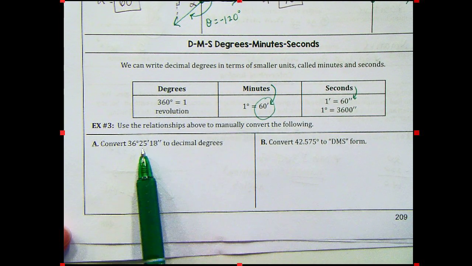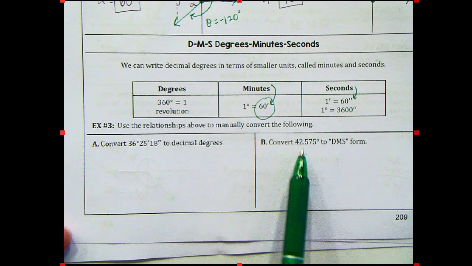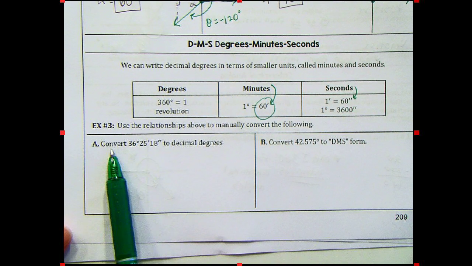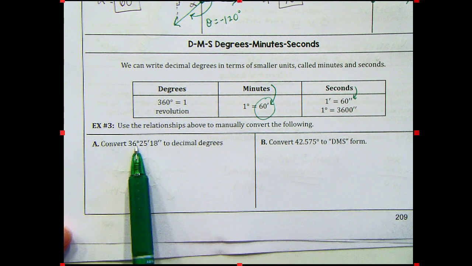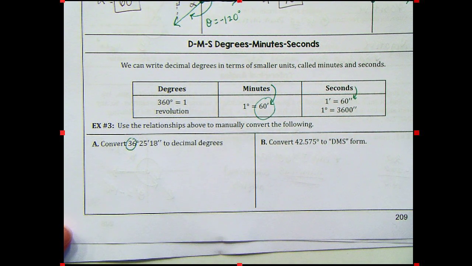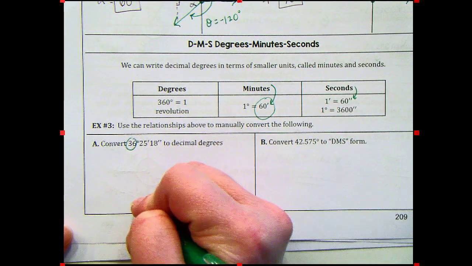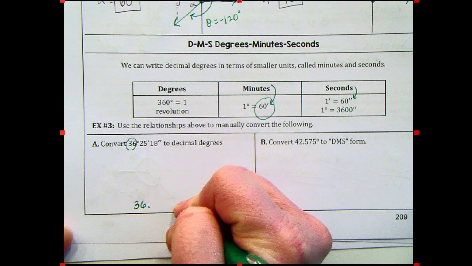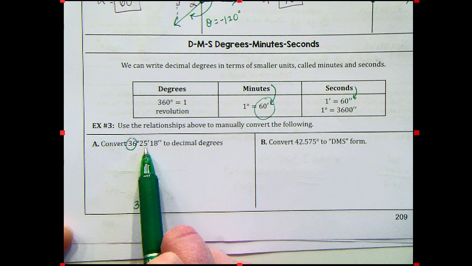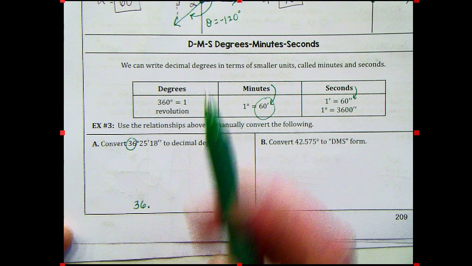So they want me to convert from this to decimals, and then decimals to the degrees, minute, second form. Now, when I'm converting this, 36 degrees, 25 minutes, 18 seconds, the whole number, the 36, is what I like to call the untouchable number. So at the end, this is going to be 36 point something, something, something degrees. You never start in the middle. You're always going to start at the end.